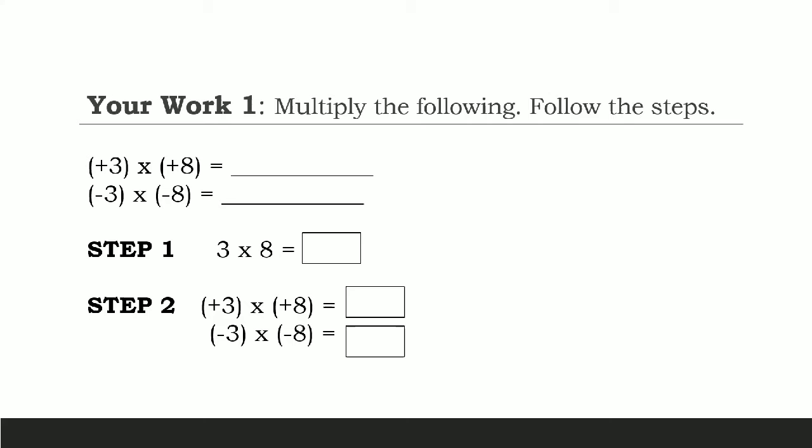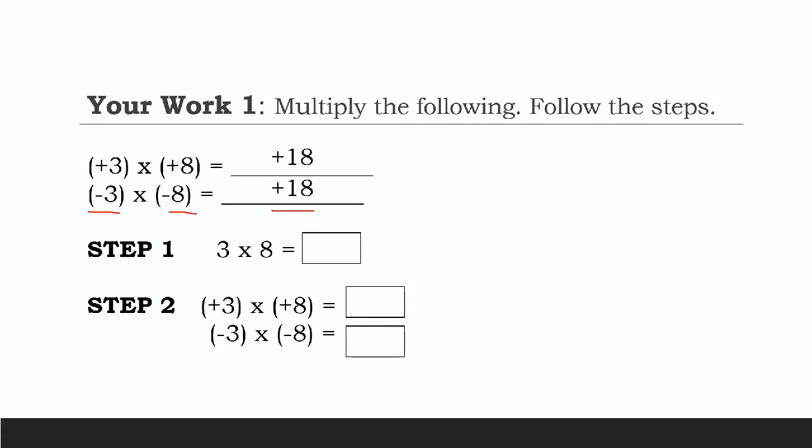Time's up. Now, what will be our answer on positive 3 times positive 8? Of course, that is positive 18. Negative 3 times negative 8, what will be our answer? Positive 18. Bakit kaya positive 18? Because we have negative 3 and negative 8. Same ba sila ng sign? Opo, same sila. Kaya po ang answer natin ay positive 18.